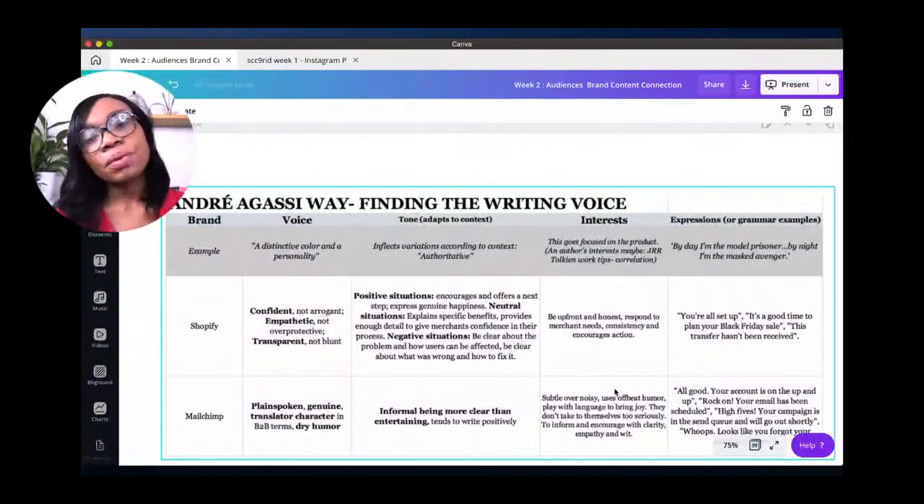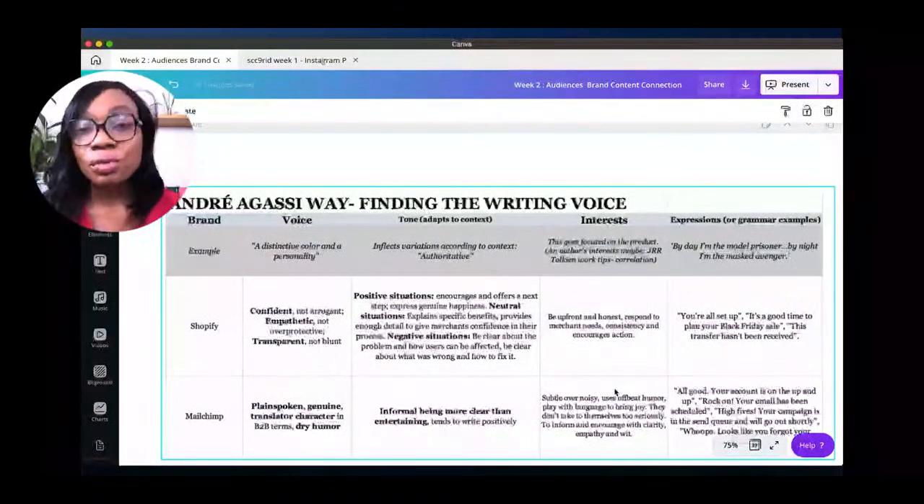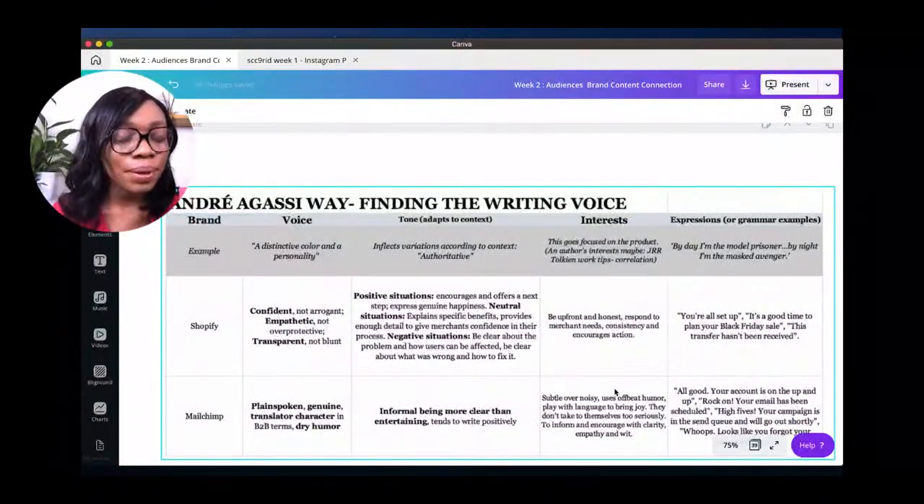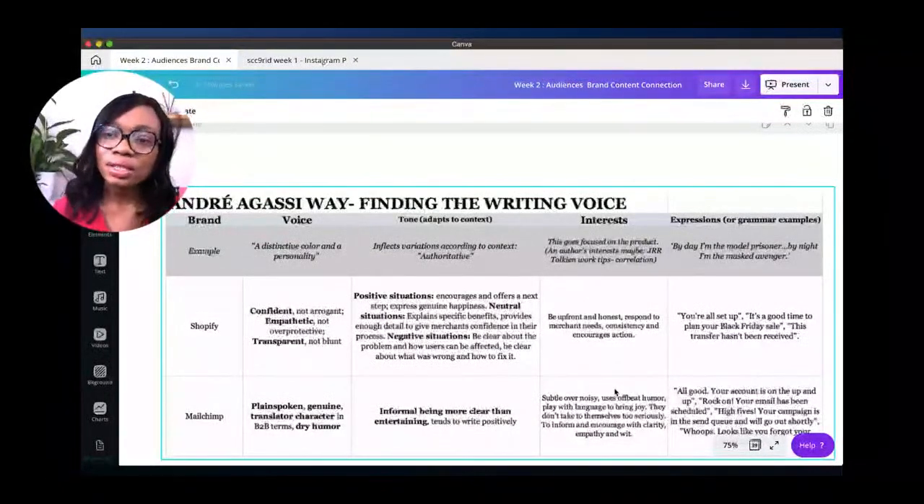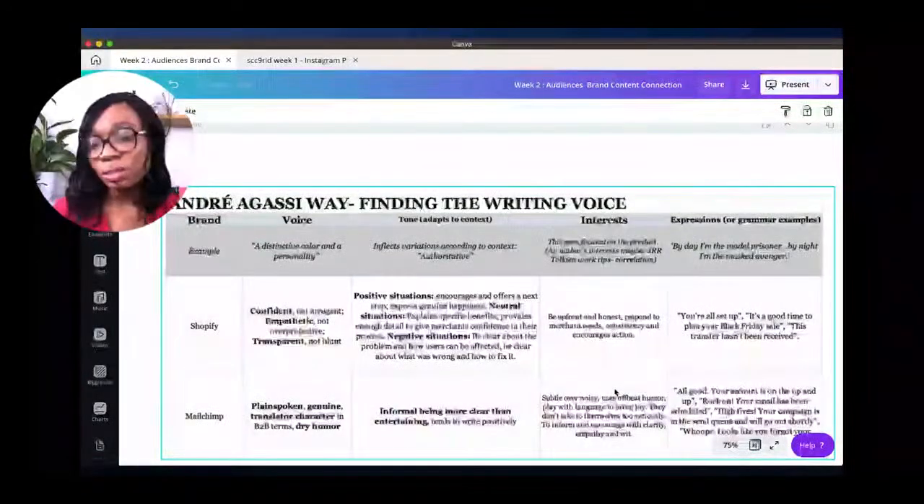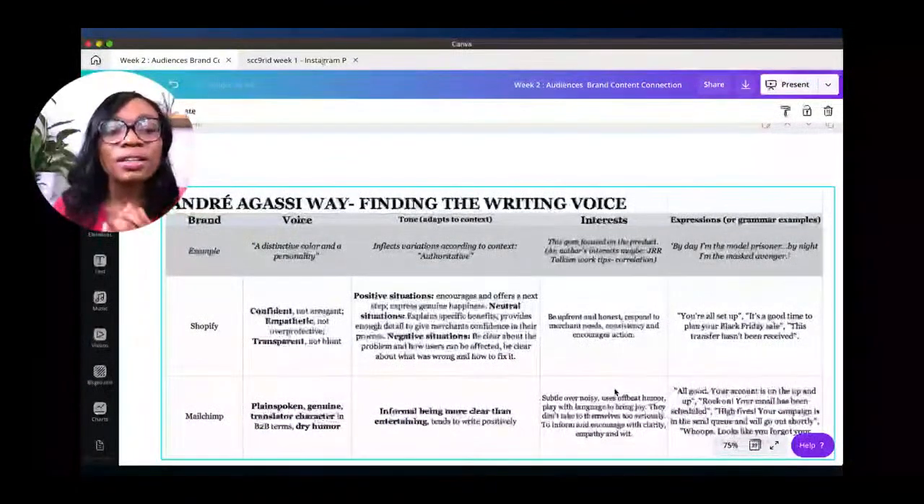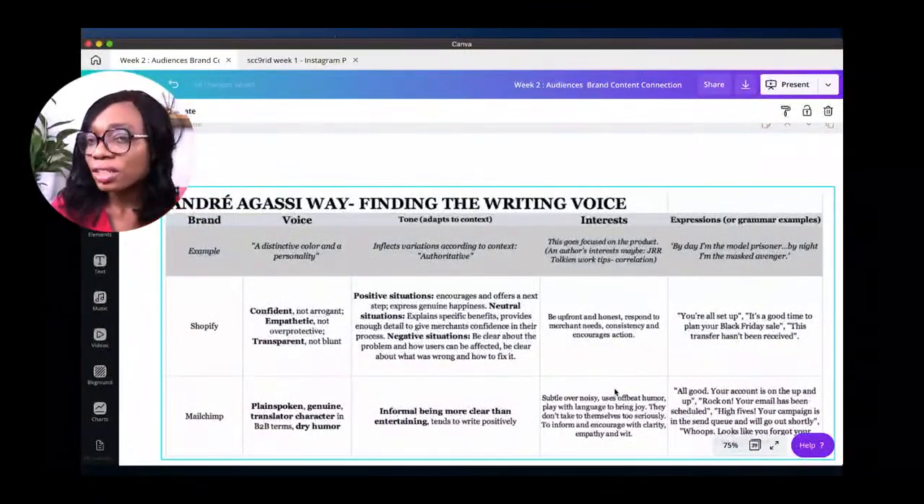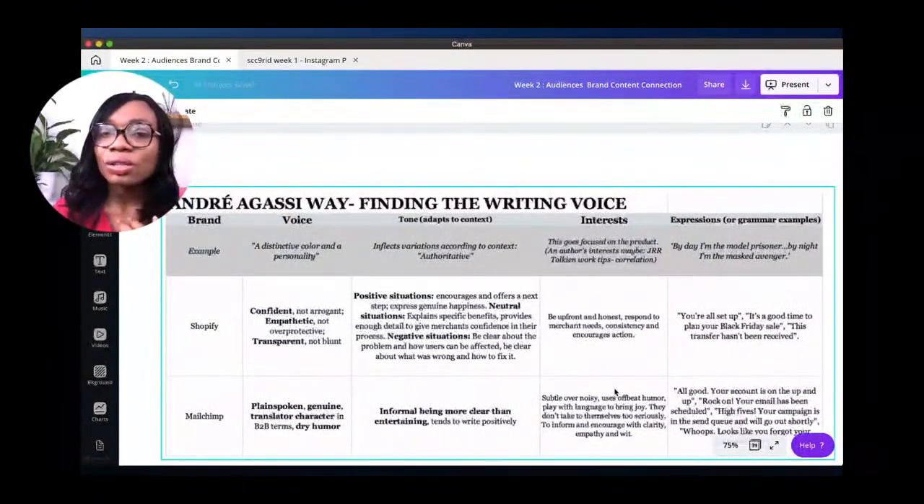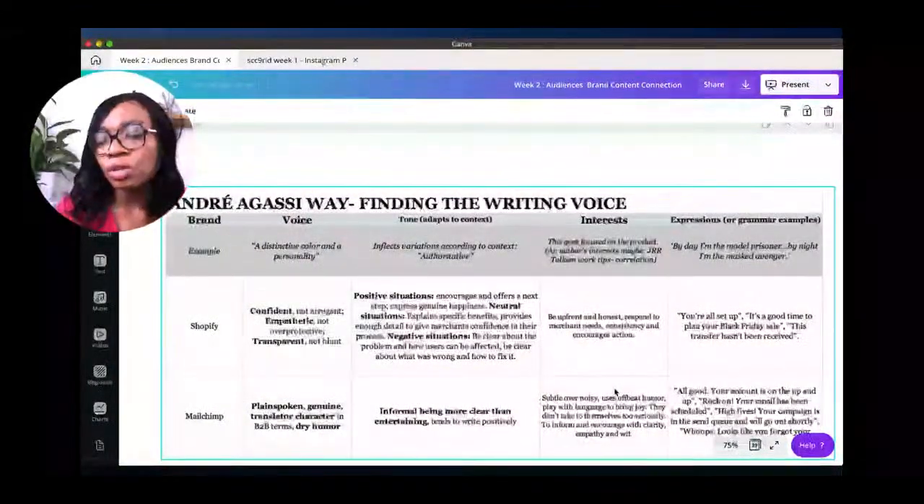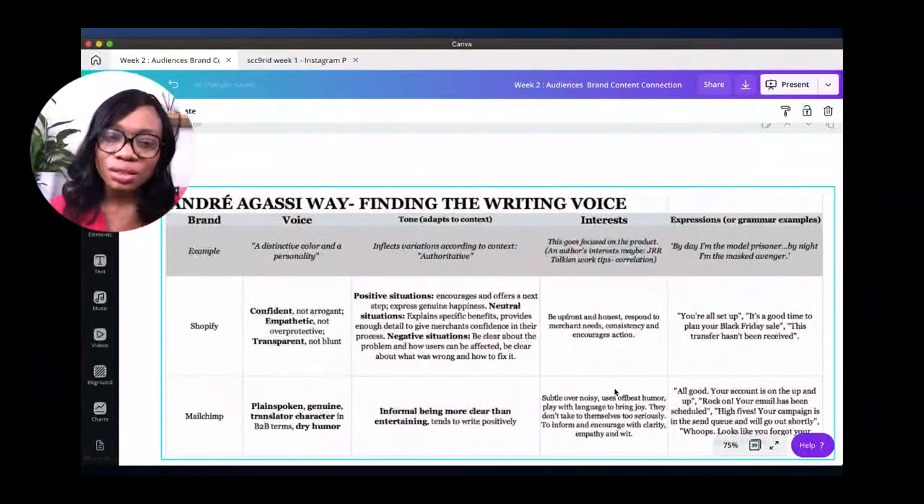Now, with Shopify, most people that have websites and sell goods use Shopify, so then you will know about it. Or if you have a mailing list, most likely you started on MailChimp before you moved elsewhere, because I'm moving to MailerLite now. So with Shopify, their brand voice is very confident, not arrogant, empathetic, not overprotective, transparent, not blunt. That is the voice that they use.